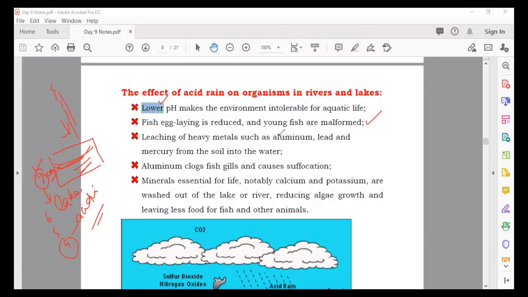Heavy metals such as aluminium, lead and mercury leach from the soil into the water. Aluminium clogs fish gills and causes suffocation. Minerals essential for life, notably calcium and potassium, are washed out of the lakes and rivers, reducing algae growth and leaving less food for the fish and other animals. So these are the effects of acid rain on organisms living inside the rivers and the lakes.